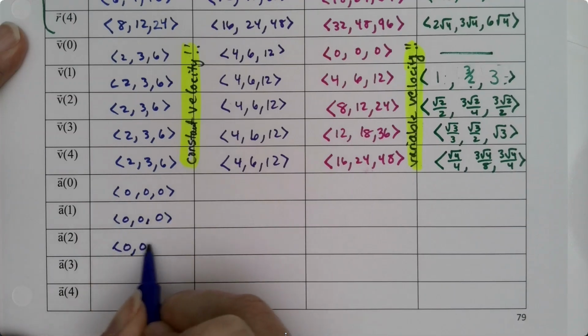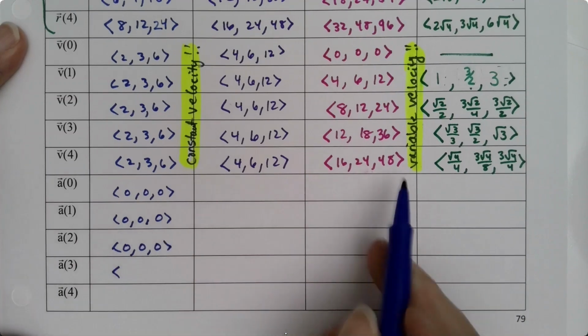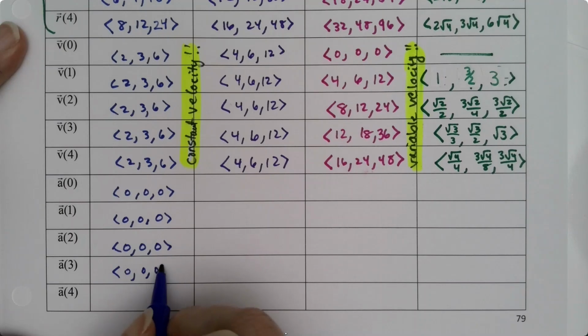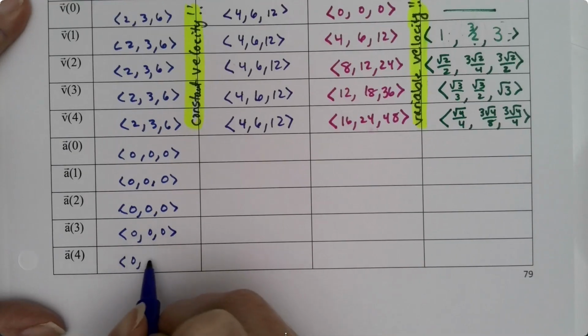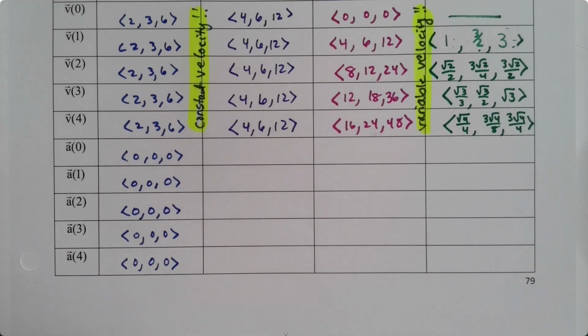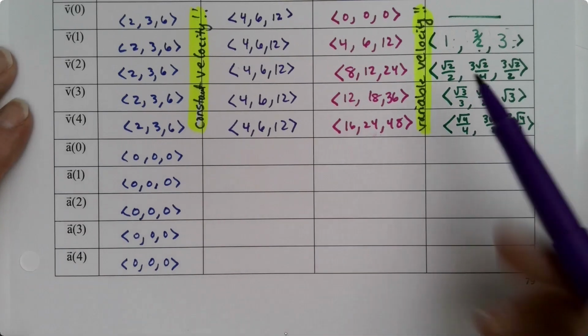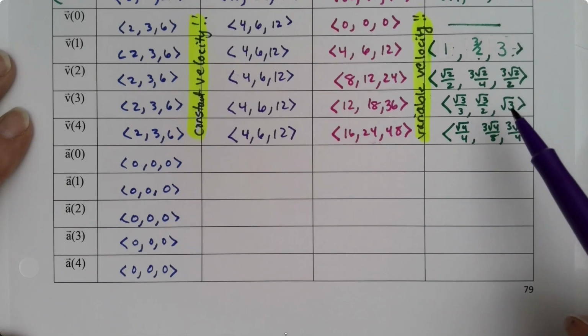Right? It's got to be. All right. Whereas these two do not have constant velocity. They have a variable velocity. And that means that their accelerations will be different. And you can kind of tell by looking at it. That's what I meant by slowing down.